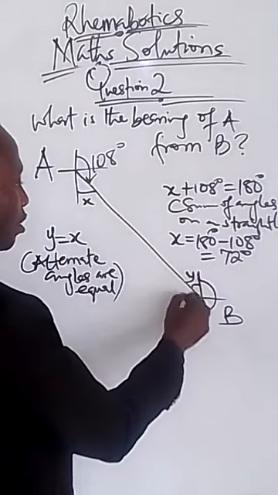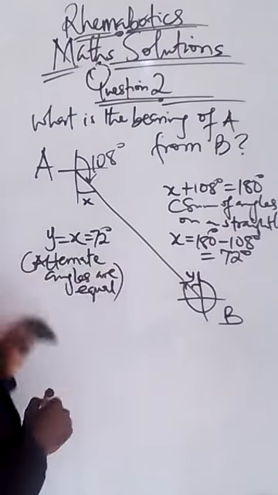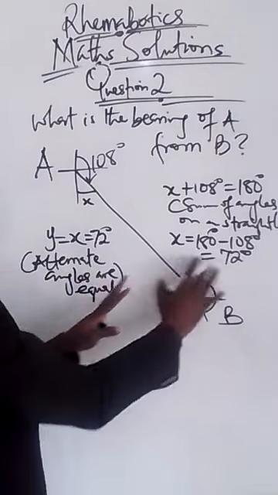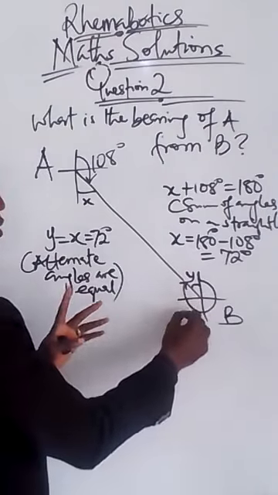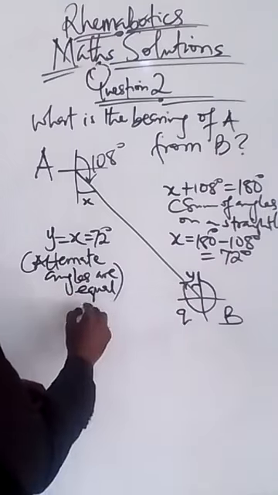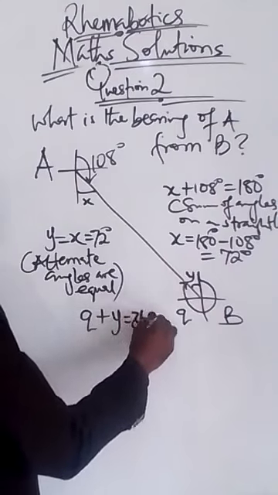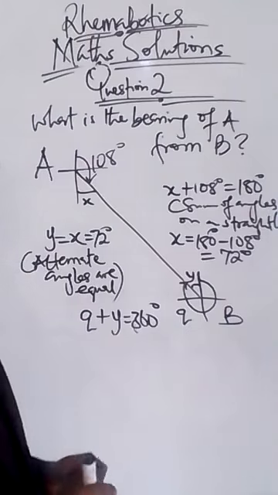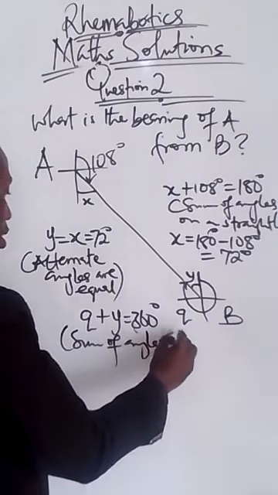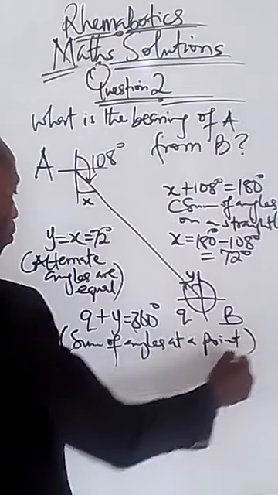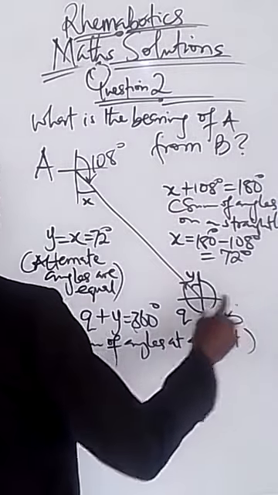Now that that's established, how do we get the bearing of A from B? We have to get the remaining angle, since we've already gotten Y to be 72 degrees. So how do we get this remaining angle? Sum of angles at a point. This angle we can call Q. So Q plus Y is equal to 360 degrees, sum of angles at a point. That will lead us to finding Q.